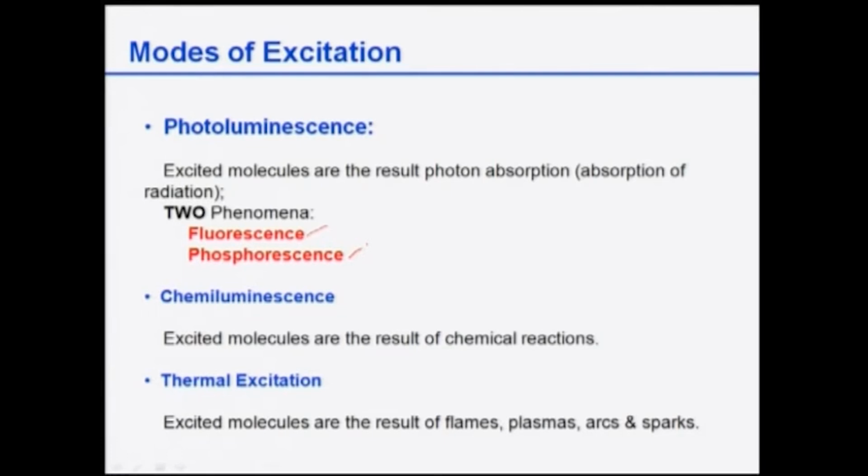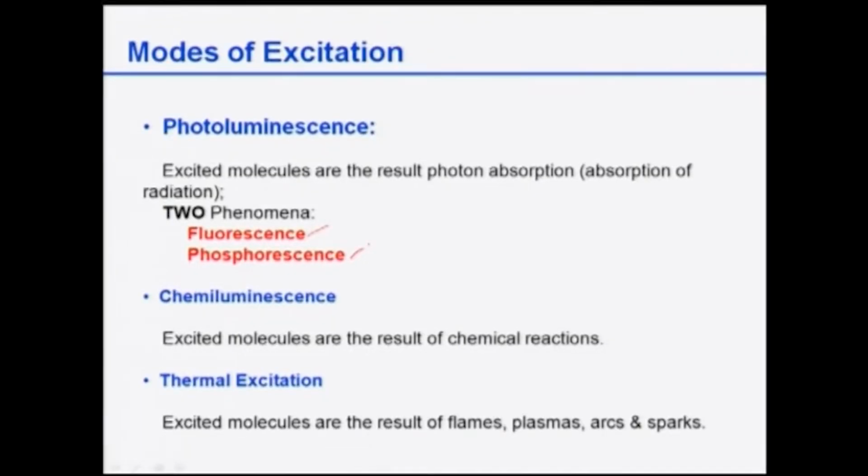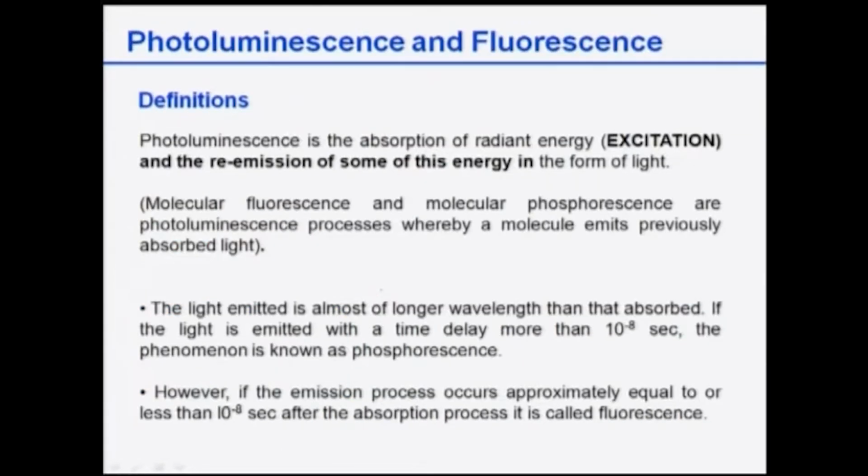And then you can also have chemiluminescence, that is, excited molecules can be the result of a chemical reaction. Certain chemical reactions can also lead to excitation of molecules, where electrons can jump from the ground state to excited states. Then heat can also be used for excitation, which is called thermal excitation. So, that means there are three modes of excitation. One is by photon absorption, second is by chemical reaction, and third is known as thermal excitation.